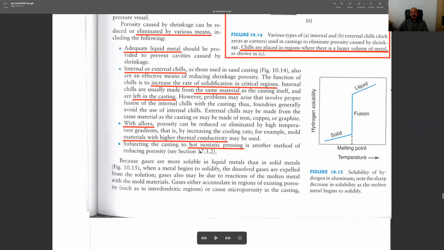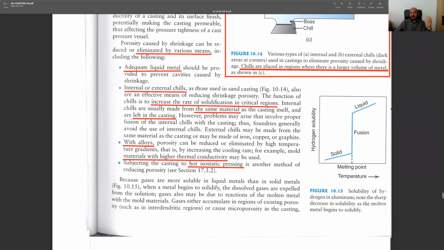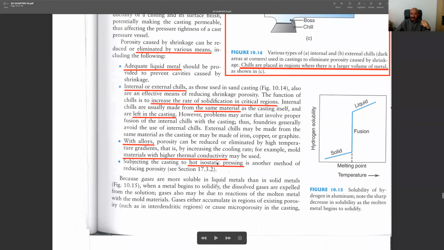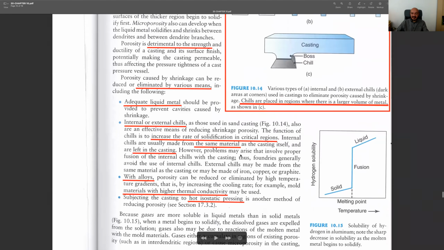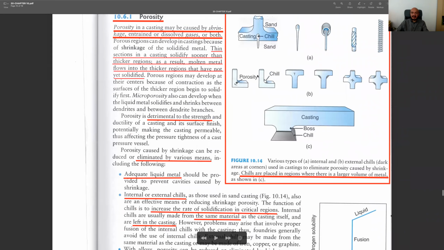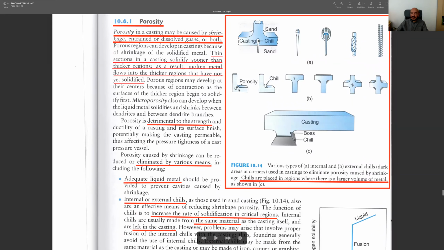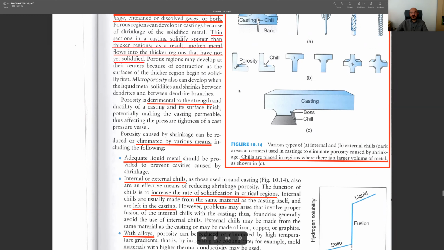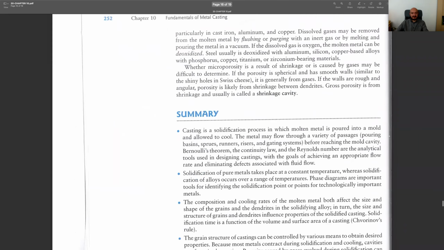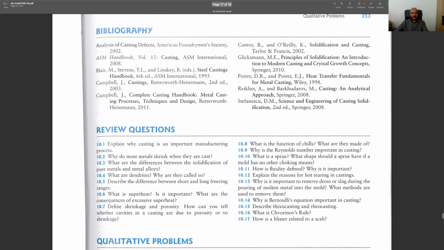And lastly, as we have seen in the powder metallurgy chapter, we may be using hot isostatic pressing. So if that is the case, then that means we are applying high pressures at high temperatures. And if you remember, we said that with HIP, we can increase the density. And this is the case here. Once we apply HIP here, then these porous regions will be eliminated and the overall density of the product will be improved. And that's all for this chapter.